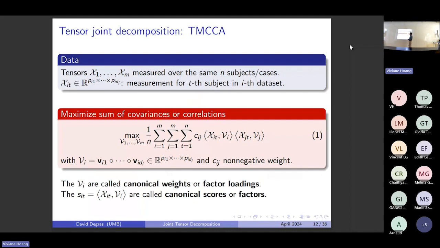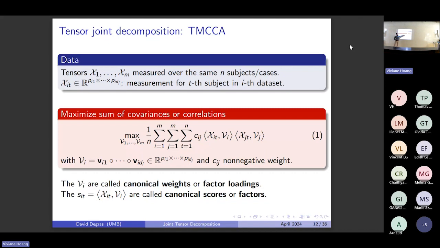So I will use the index i for denoting a data set. We will have M data sets, so i goes from 1 to M, and N for the subjects, and the index for the subject is t, so t will go from 1 to N. Okay, so to generalize CCA to multiple data sets and tensor data sets, what we're going to do is to look at all the pairs of data sets.